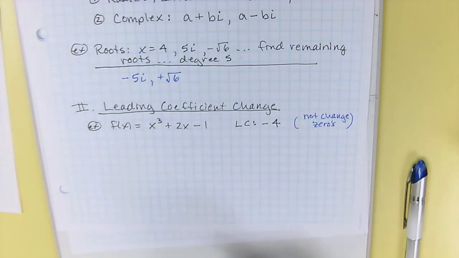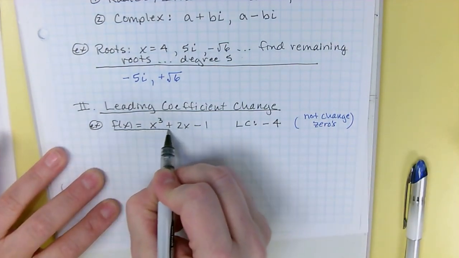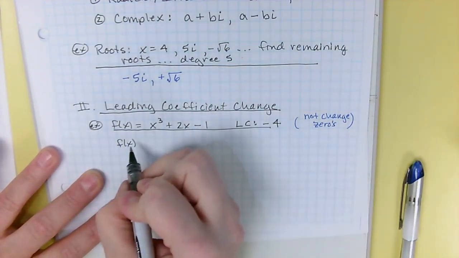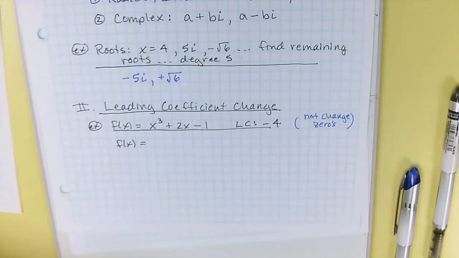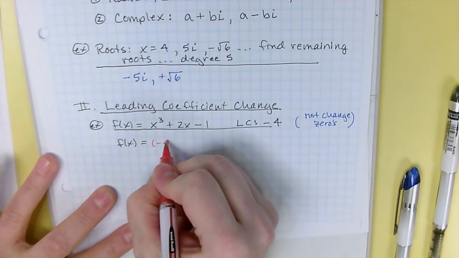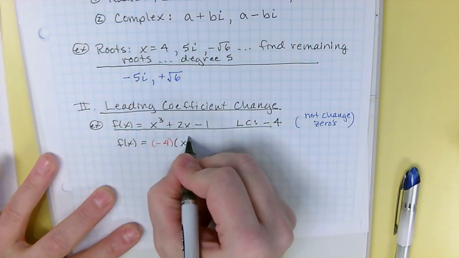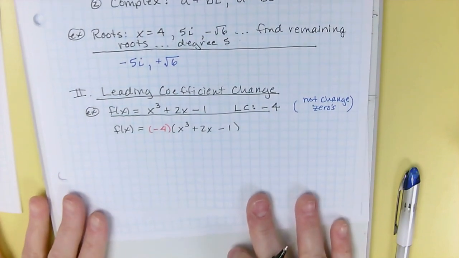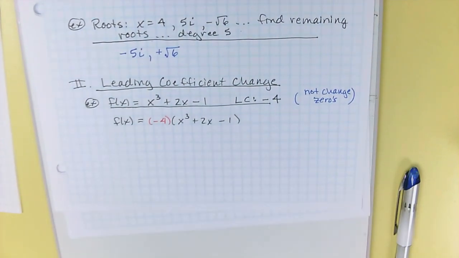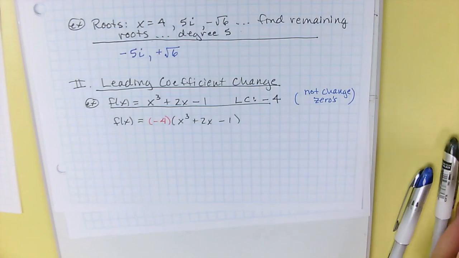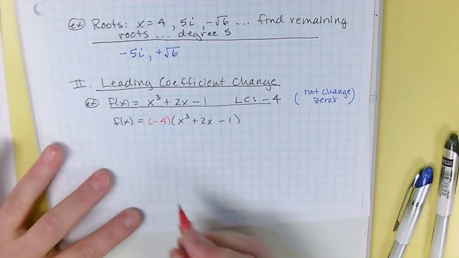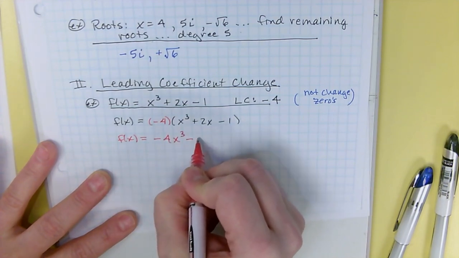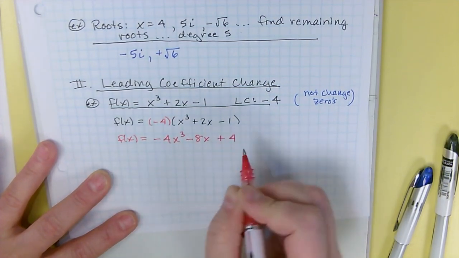So the way you do this in polynomial form, which is the one you're looking at, is you take the entire function and multiply it by a negative 4, the whole function. The reason it has to be the whole function is that if you just multiply by the first number, you've changed the zeros. And we don't want to change the zeros, we just want to change the leading coefficient. So your answer on this one would be negative 4x cubed minus 8x plus 4.